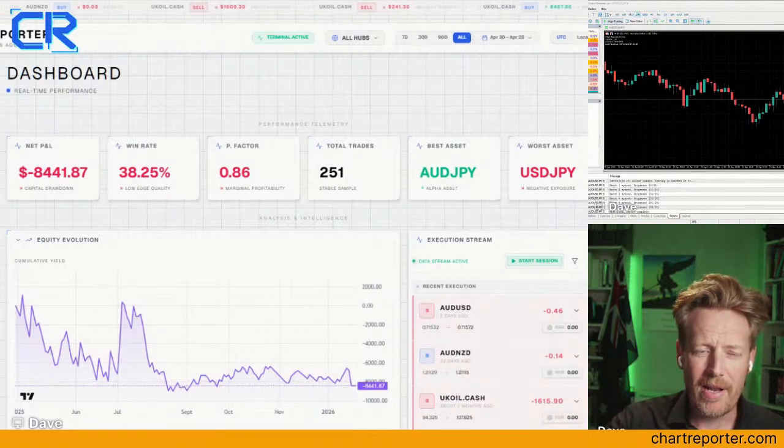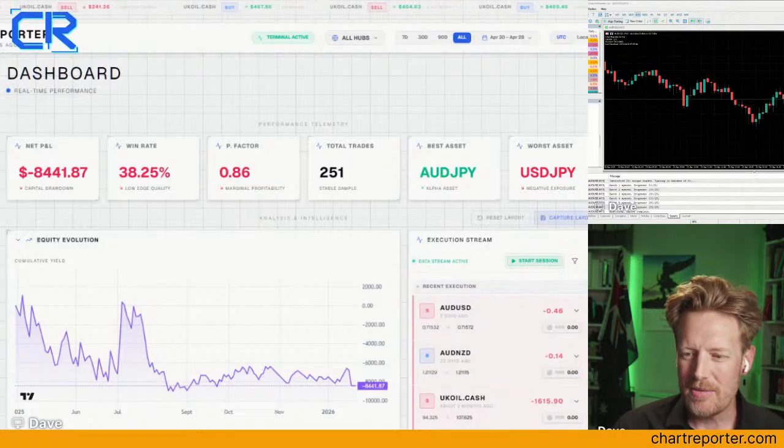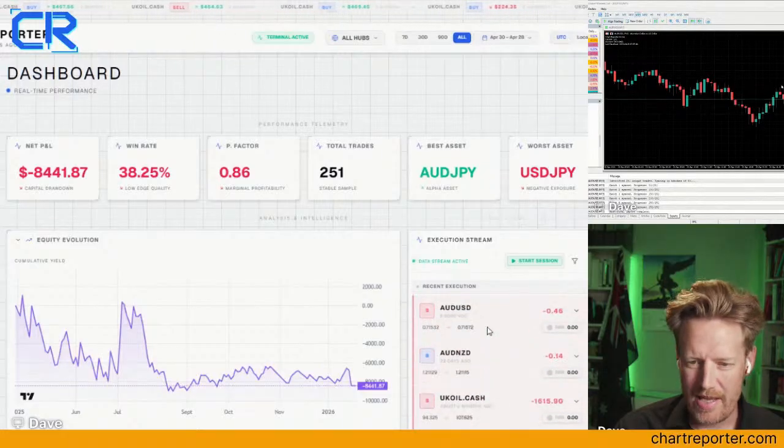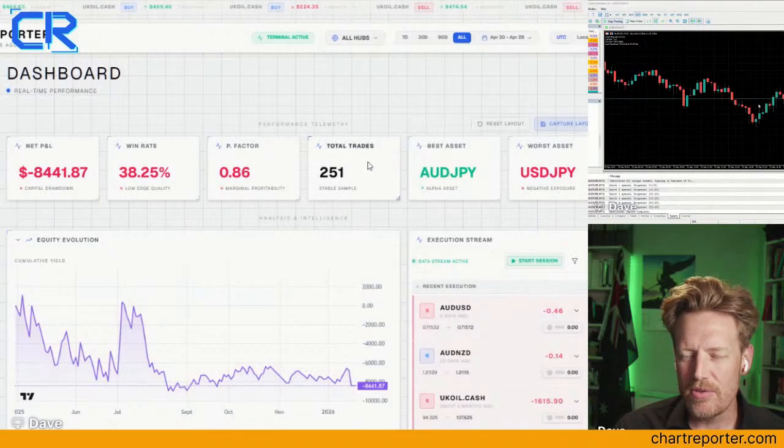Great thing about Chart Reporter is it can pull in the historical trades. So I've got all of my history here of my account. That's why we can see all of these old trades. They've all been pulled in. We've got the historical trades there. We can see what the equity curve has done. But let's get into trying to do some new trades.